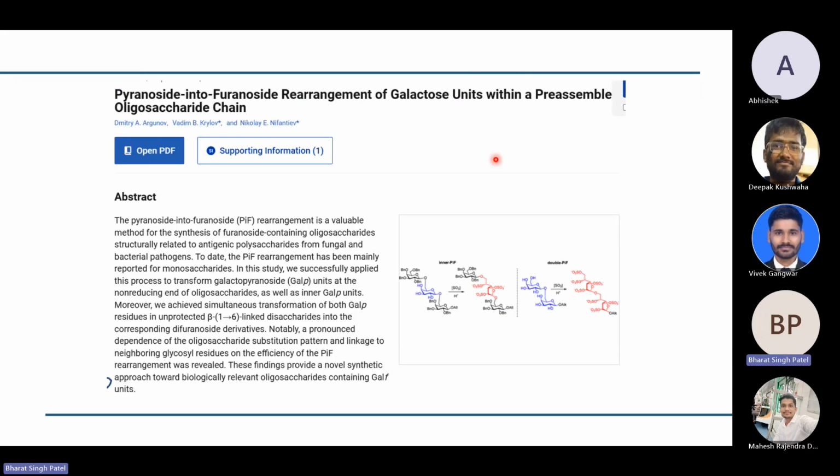The same group reported where they have shown that even this intermediate, the free galactoside, can be converted into the furanoside by using similar conditions. And they also did the double PAF rearrangement, this pyranoside to furanoside rearrangement.